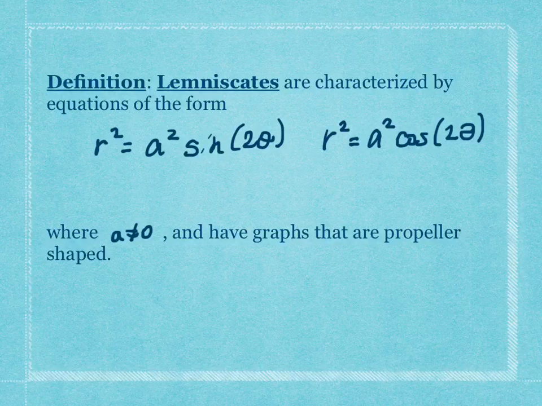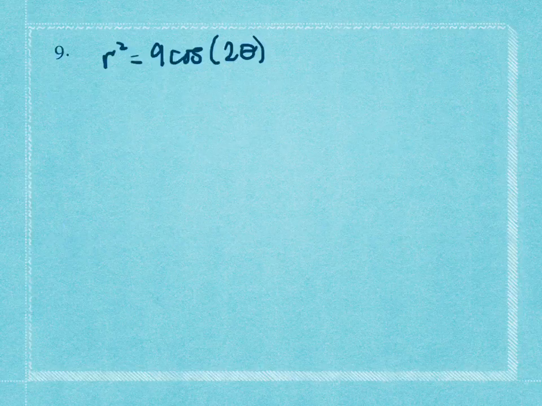All right, a lemniscate is the next one. A lemniscate sort of has the same feel to it as a graph with a rose, but it doesn't actually have the whole rose. It actually has what looks like propellers, like on an airplane. So these equations are r squared equals a squared sine 2 theta and r squared equals a squared cosine 2 theta. One we're going to take a look at is r squared equals 9 cosine 2 theta.